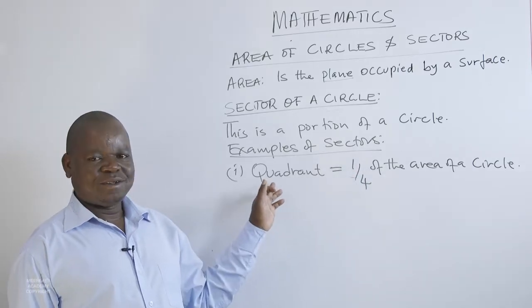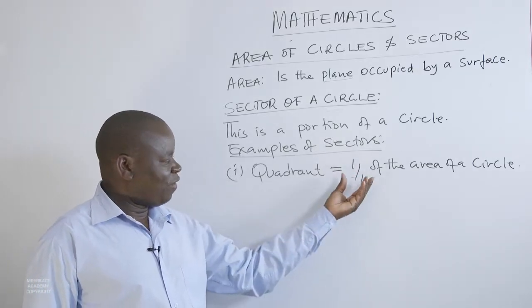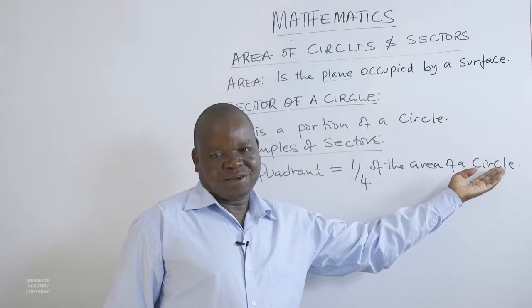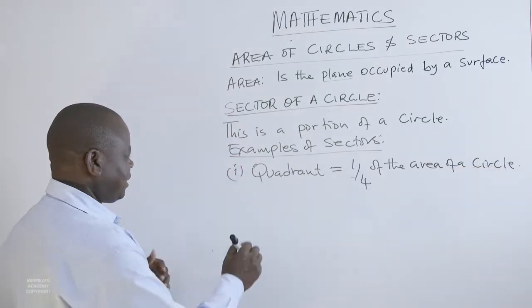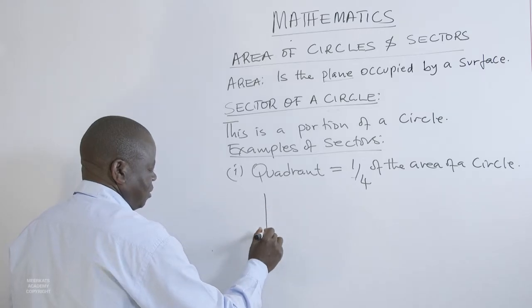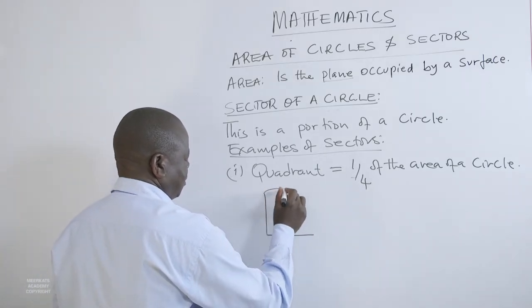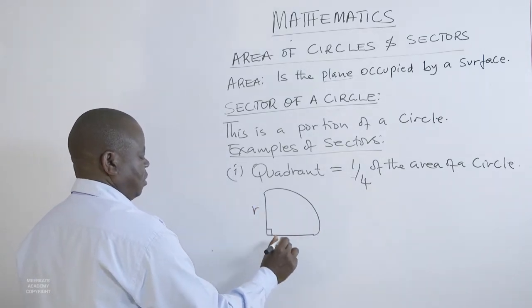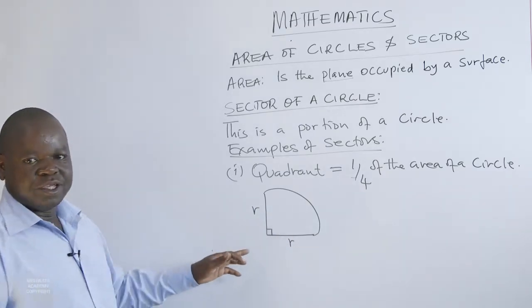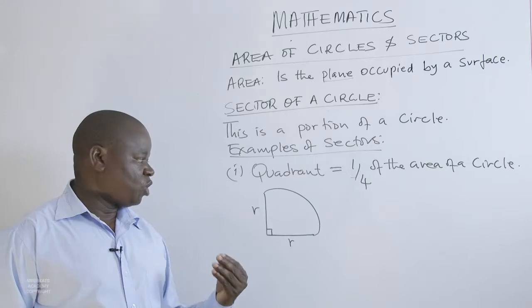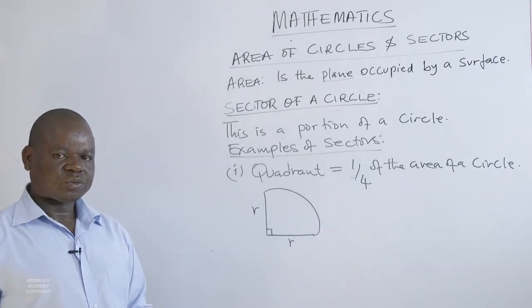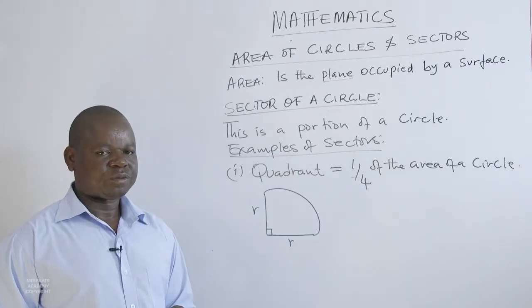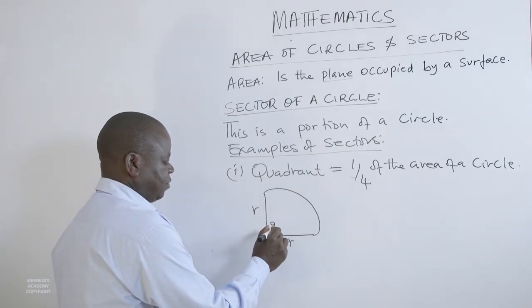We have the first one, we call it a quadrant. And we have said a quadrant is basically a quarter of the area of a circle. Let's look at how it looks. This one is called a quadrant because it's just a quarter of the area of a circle. And how do we get it? We get the area of the full circle, then we divide by 4. This angle is 90 degrees.